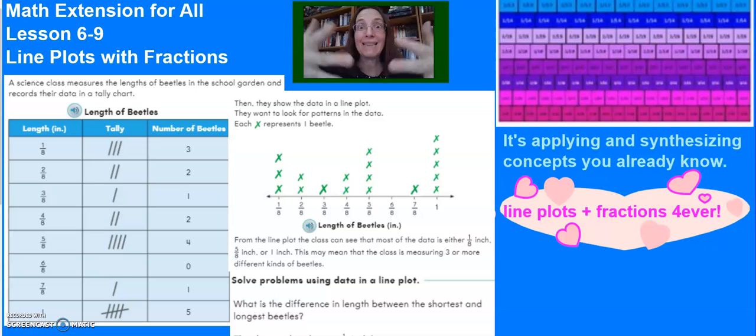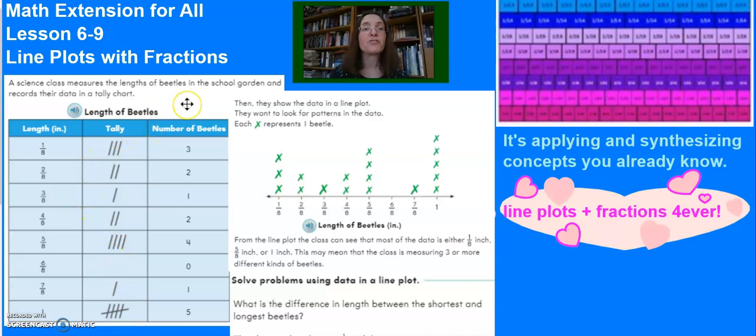Fractions. Synthesize. This lesson is about taking line plots, which you already got, and putting them together with fractions that you've just got. And so that kind of application and synthesis just makes your brain think more deeply and makes you stronger in both areas. So it's a quick lesson. Let's take a look. You'll be given a tally chart of data.